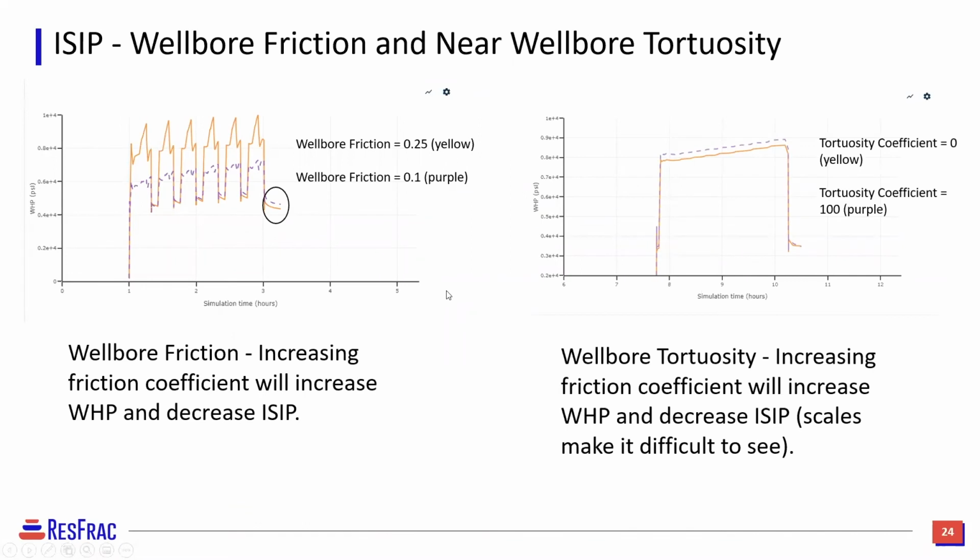What are the effects of wellbore friction and wellbore tortuosity? So I just ran a couple of generic simulations here. If you increase wellbore friction, you're going to increase the wellhead pressure you see in ResFrac, and you will also decrease the ISIP. So increase wellhead pressure and decrease ISIP. Same goes with wellbore tortuosity. Increasing the friction coefficient will increase wellhead pressure and decrease the ISIP.